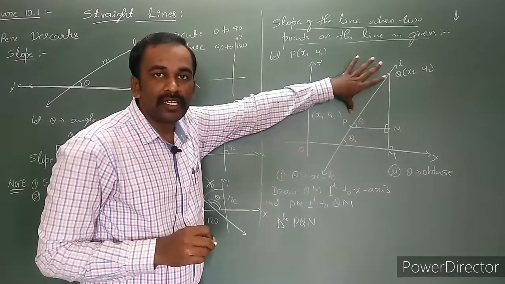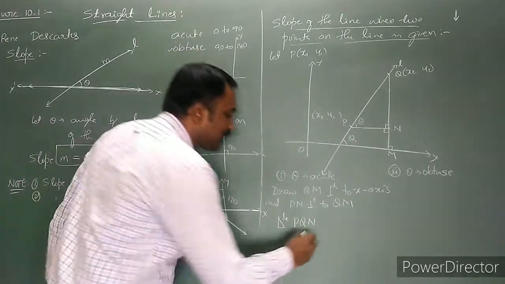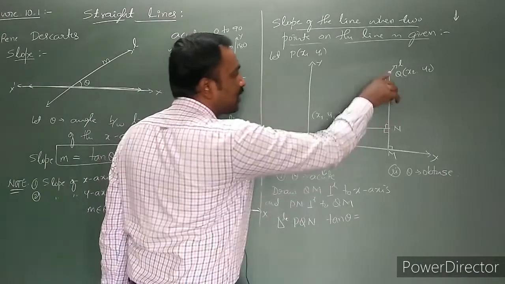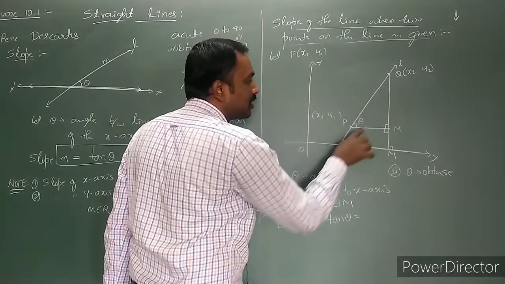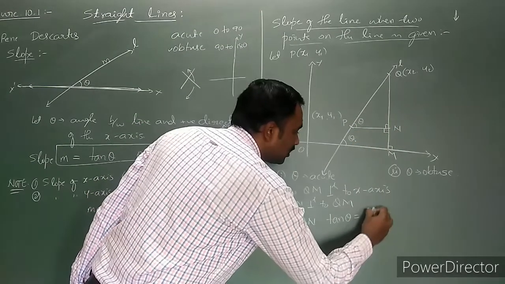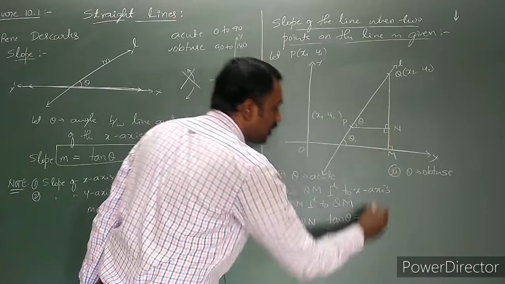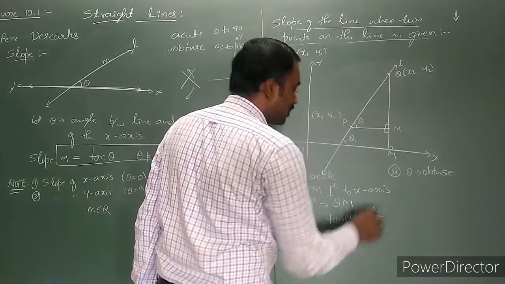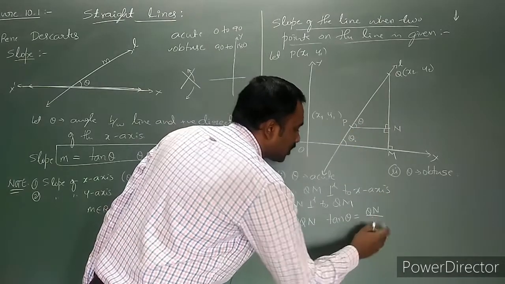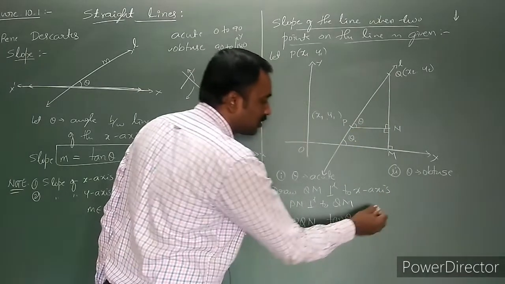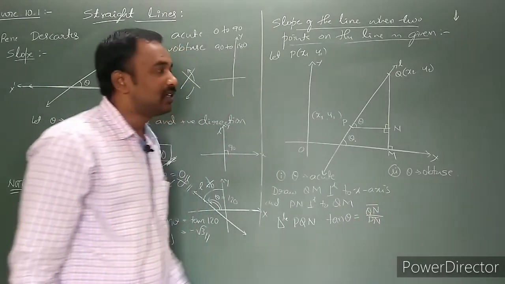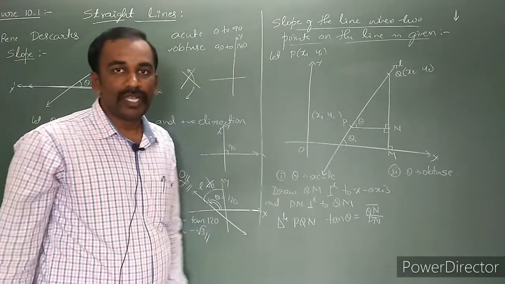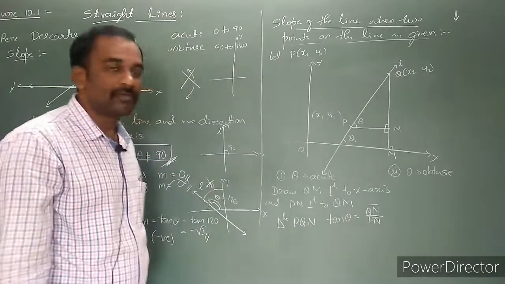What is the slope of the line? Slope of the line is nothing but tan theta. So here I just use tan of theta is equal to what? Opposite divided by adjacent. What is the opposite? QN divided by adjacent. Once again, opposite QN divided by PN. These are the sides: QN, this is the line QN, this is the PN. People agree? So QN divided by PN.